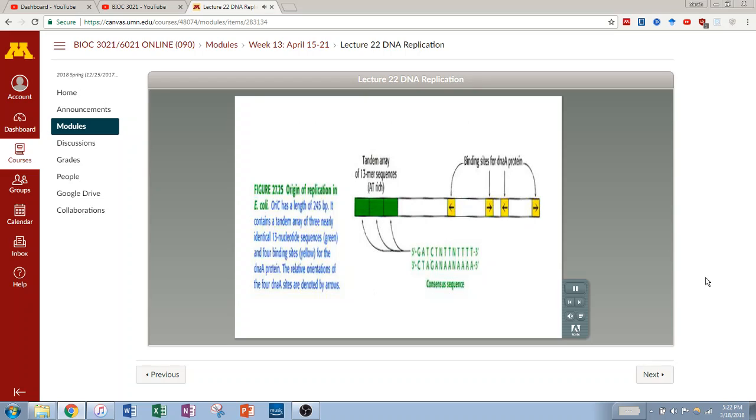The E. coli origin of replication has a length of 245 base pairs. It contains a tandem array of 3 nearly identical 13 base sequences at one end and 4 scattered binding sites for the DNA A protein.